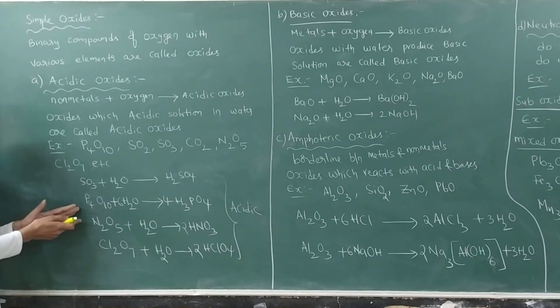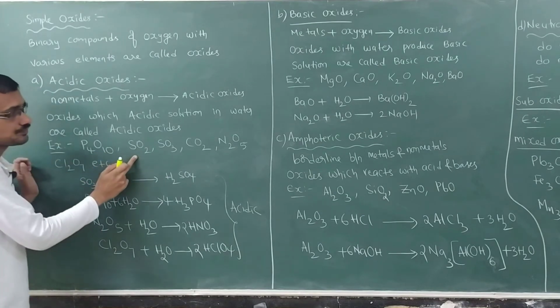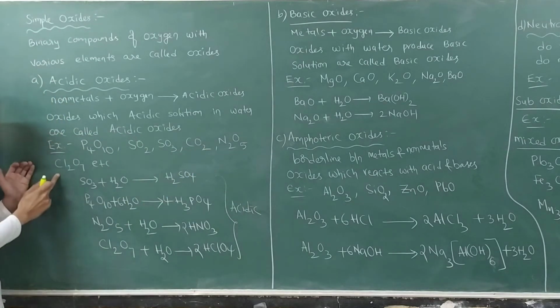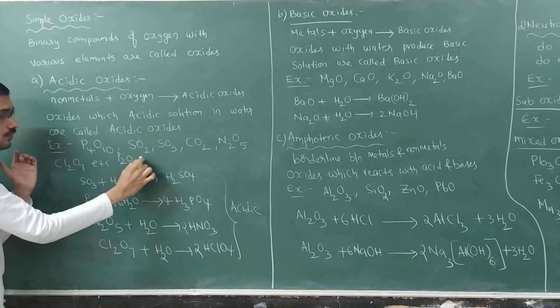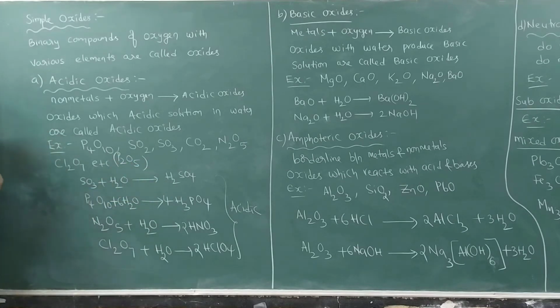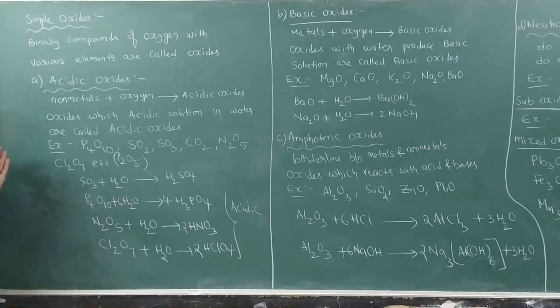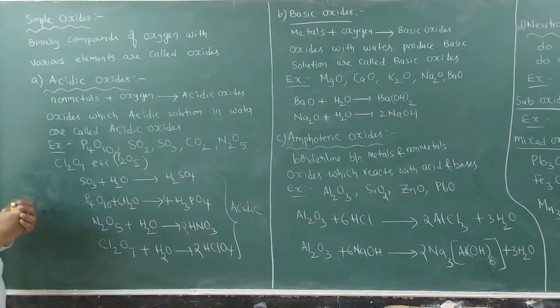Acidic oxide. What are the examples we have taken? P4O10, SO2, SO3, CO2, N2O5, Cl2O7. P4O10 you can also write as P2O5, diphosphorus pentoxide. The dimeric form will give P4O10. Very simple. You need to remember the examples and the definition. Very simple: they will give acidic solution.